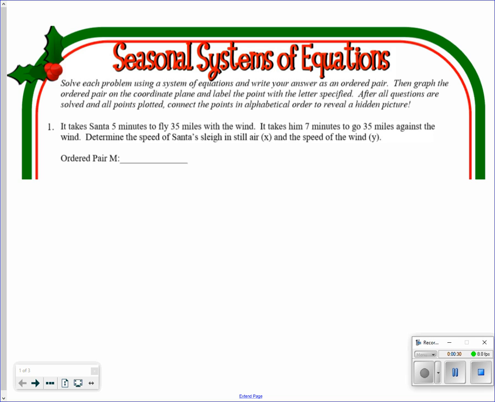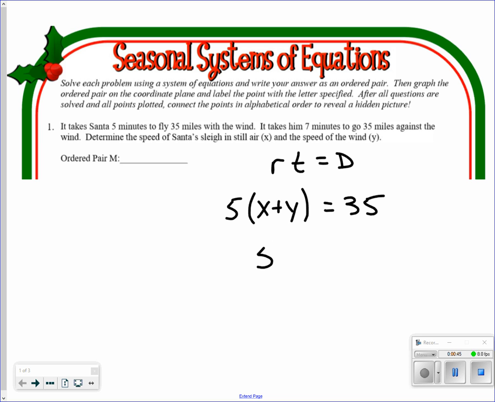Distance equals rate times time. So the rate and time equals the distance. So we're going 35 miles. And I don't know the rate at all, but I do know the time. So 5 minutes, and we're going to go x plus y. So again, you've got the wind behind you. So 5x plus 5y equals 35.